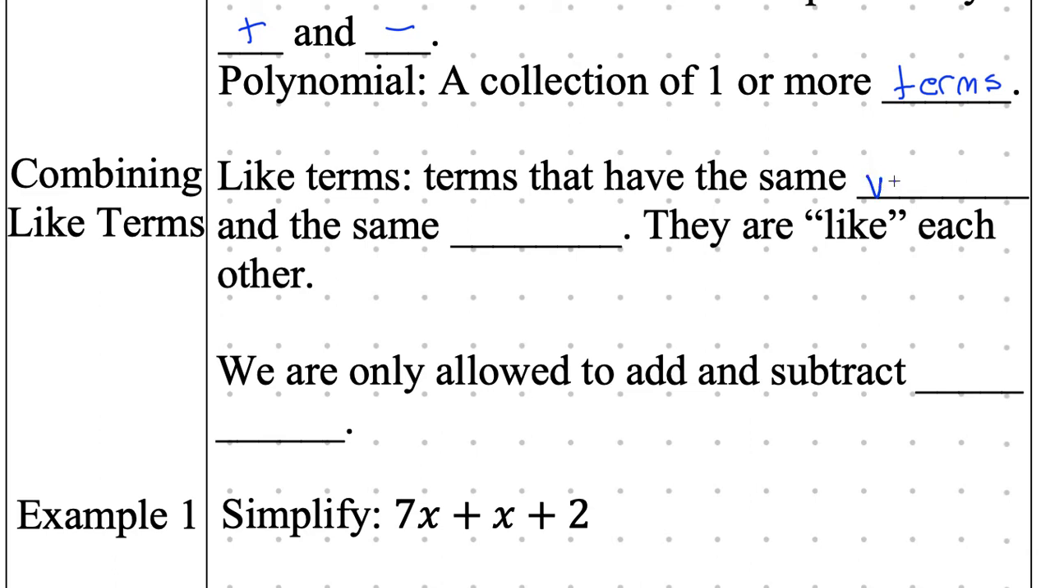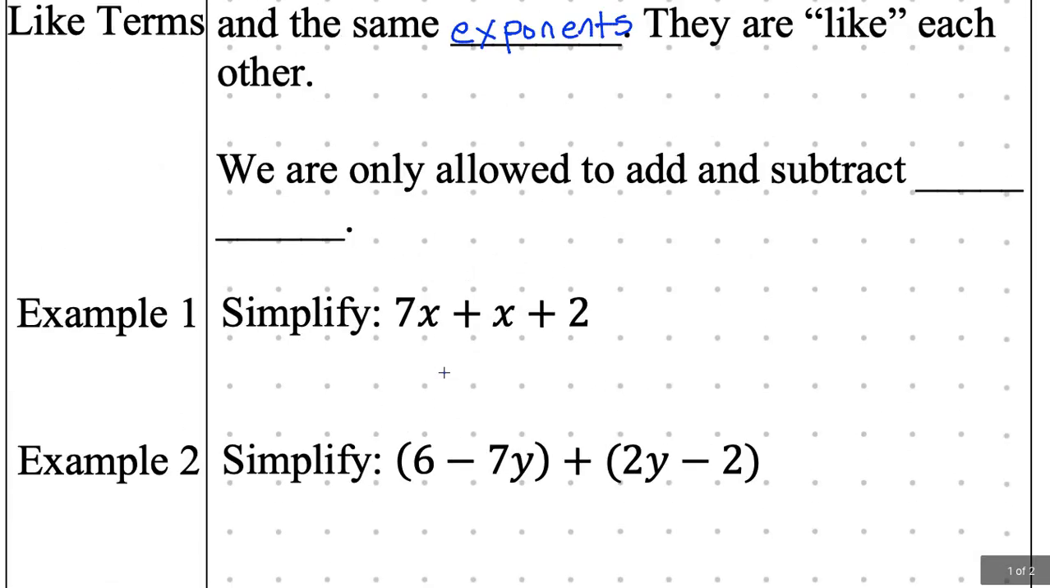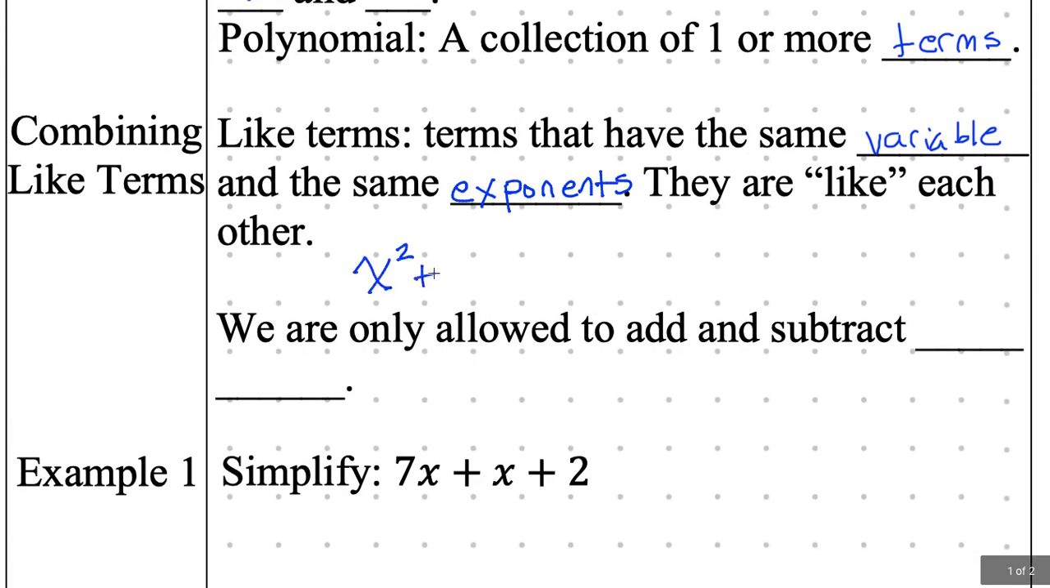So the same variable and the same, so what did you mean by number? Constant? The same constant? Or number like the same... So x squared plus x cubed, I can't add those two because they have different numbers. What do I call those numbers? So exponents? Yeah, and the same exponents. Yeah, and I'm going to be showing you that a little bit today. But x squared plus x cubed, I can't add those. Those are not like terms.